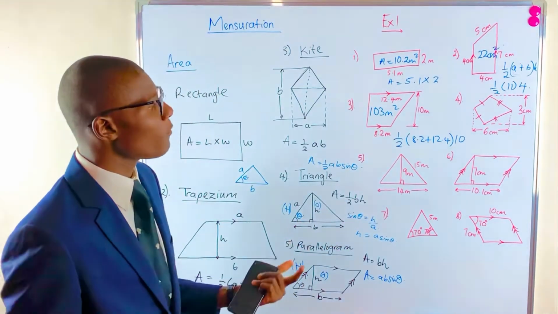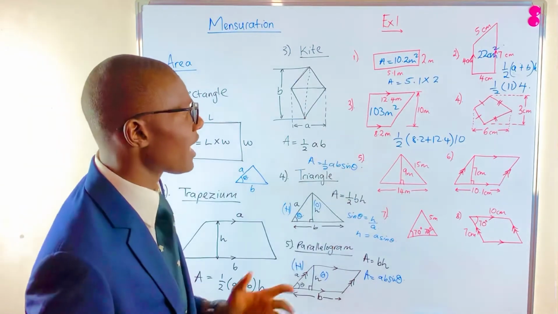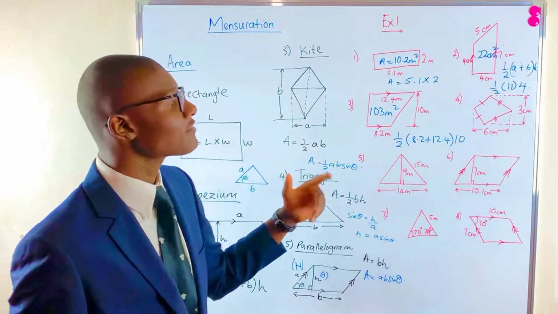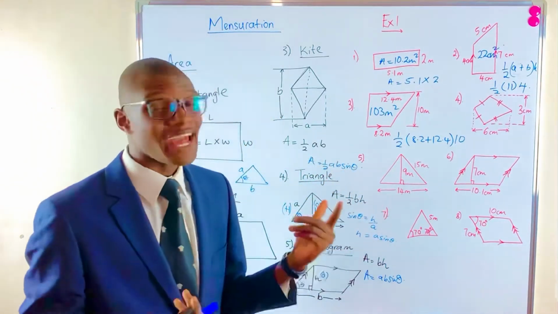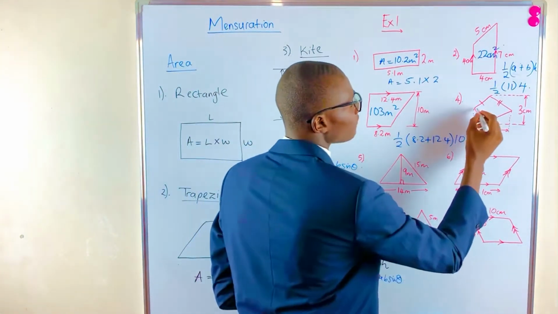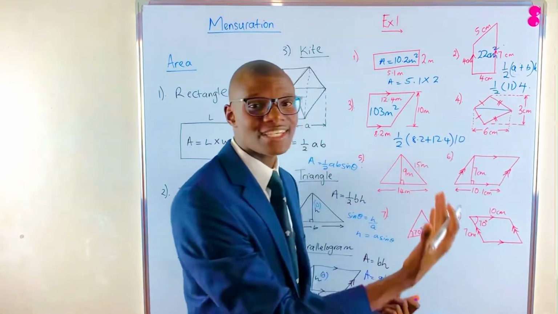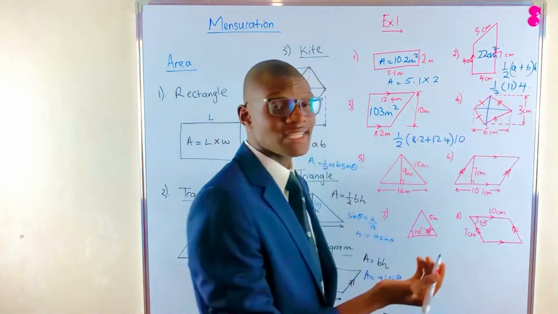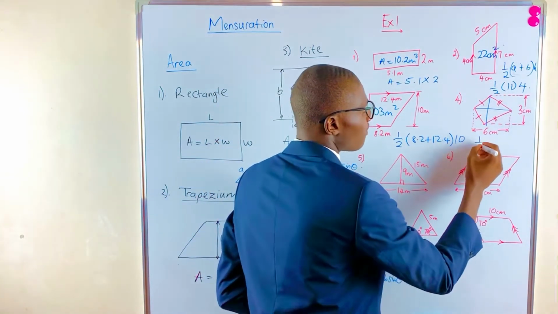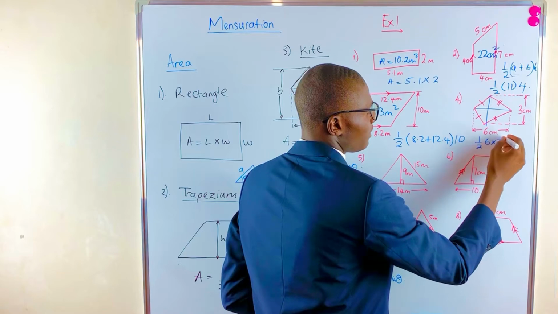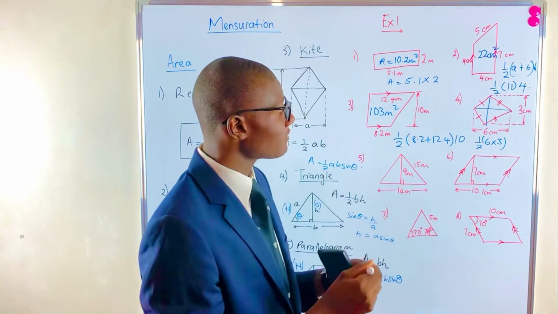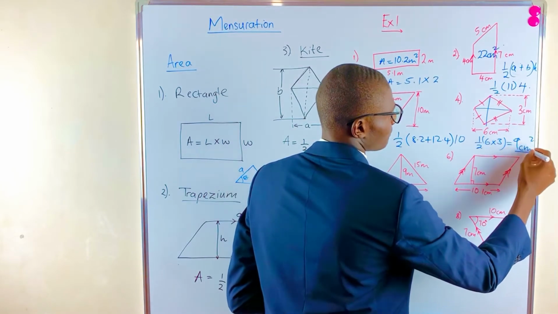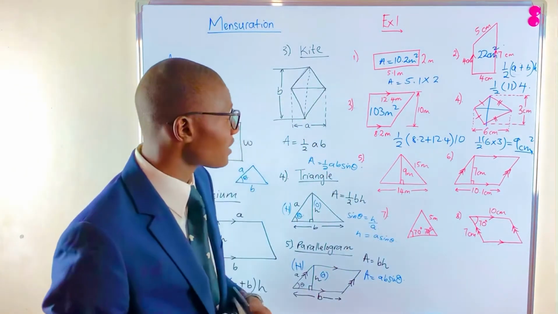Now for number 4, that is a kite, right? So for this kite, we simply say the area is given by half the product of the diagonals. So we've got this diagonal, which is said to be 6 centimeters, and then we've got that diagonal, which is said to be 3 centimeters. So we're simply saying half of 6 times 3, which is 18 divided by 2, to give us 9 square centimeters. So that would be the area of that kite.